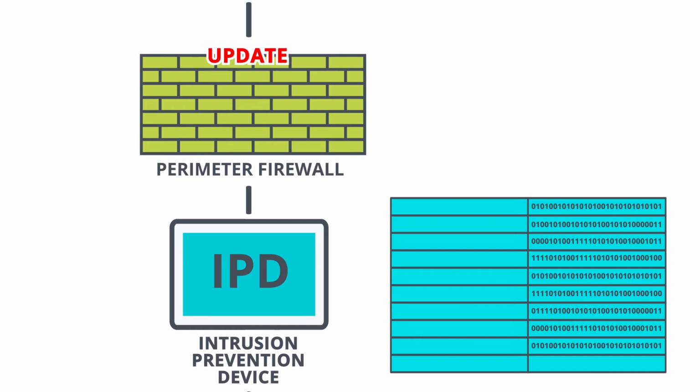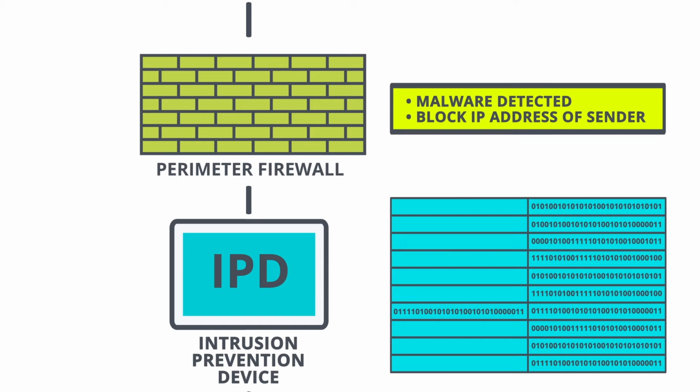Intrusion prevention devices have their own databases that contain the signatures of all the known malware. When a new piece of malware is identified, its signature is uploaded to this database through updates. As traffic passes through the IPD, each packet is inspected to see if it contains malware. The IPD compares the signature of the code in each packet with the signatures of known malware stored in its database. If a packet contains a virus or some other form of malware, the IPD can notify the firewall, which can then block the IP address where the traffic originated, stopping the attack.